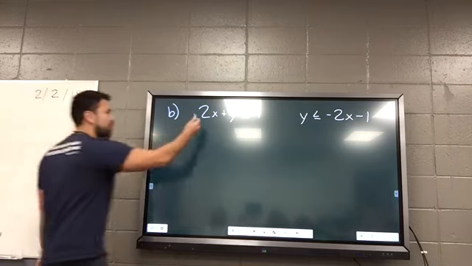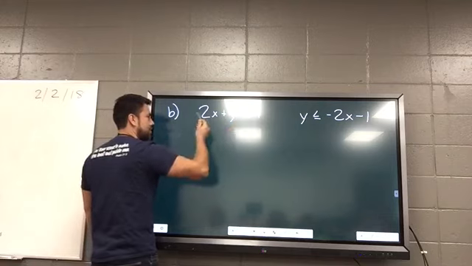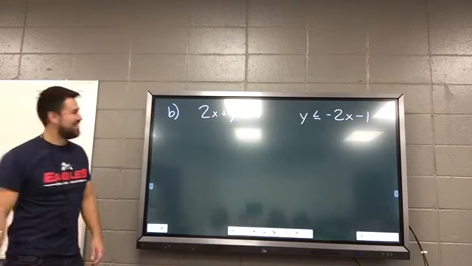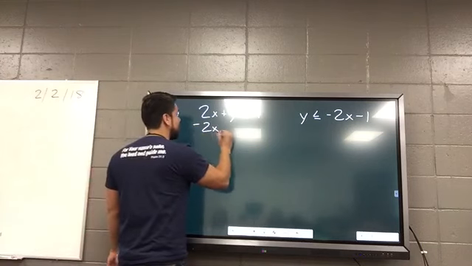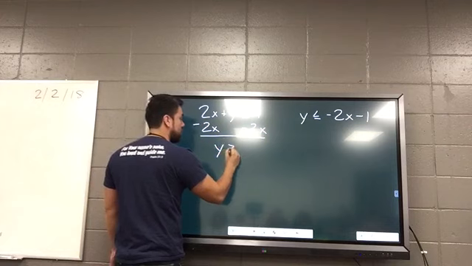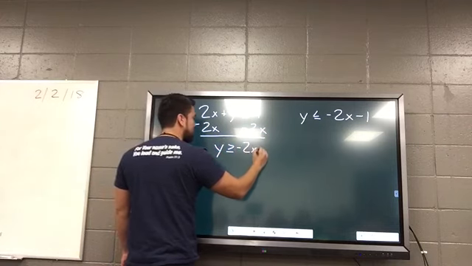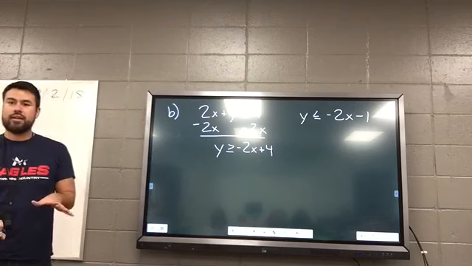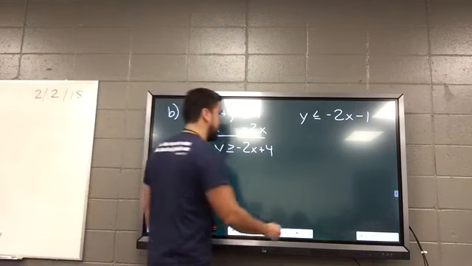Is this one solved for y? No. You subtract 2x from both sides. You get y is greater than or equal to negative 2x plus 4. What about the second inequality? Is it solved for y? Yes, so you're done with that one. Now it's time to graph.